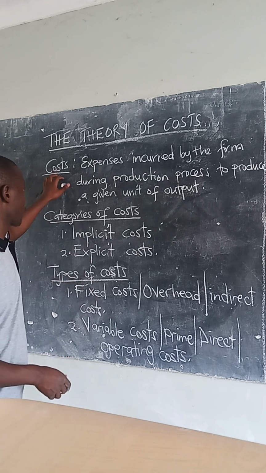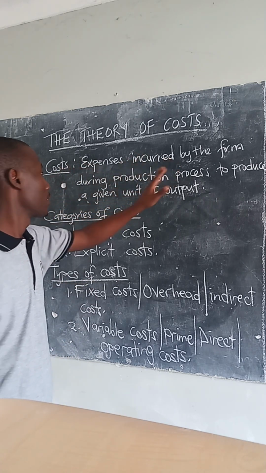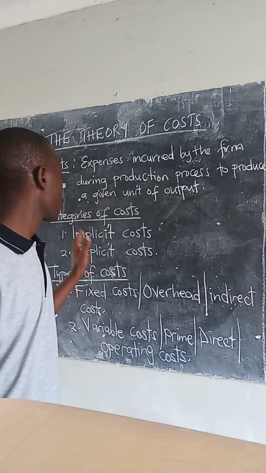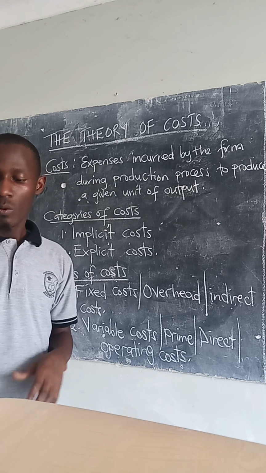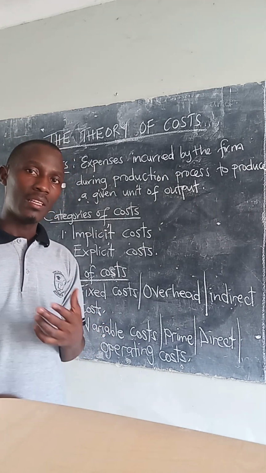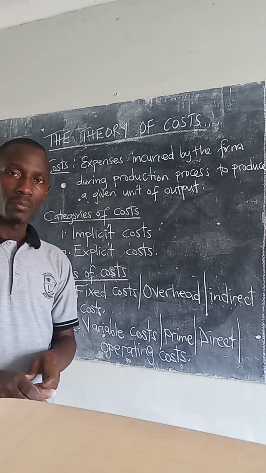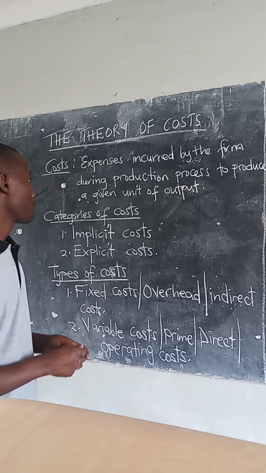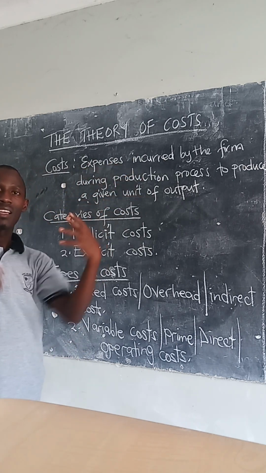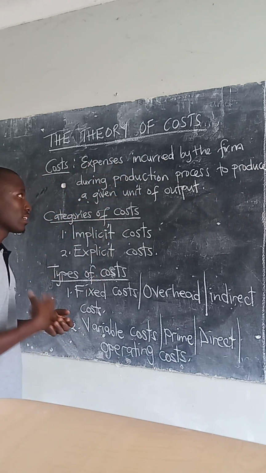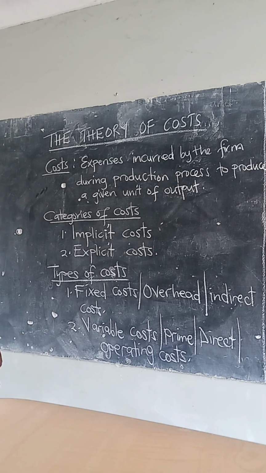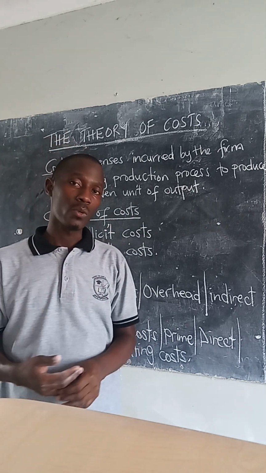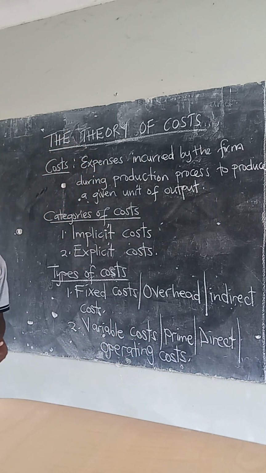Well, costs are expenses incurred by the firm during production process to produce a given unit of output. Whenever a firm is operating, it incurs expenses if it is to produce commodities. During production process, there are expenses incurred. Those expenses that are incurred by the firm during production process in order to produce a given unit of output are the ones we call costs.